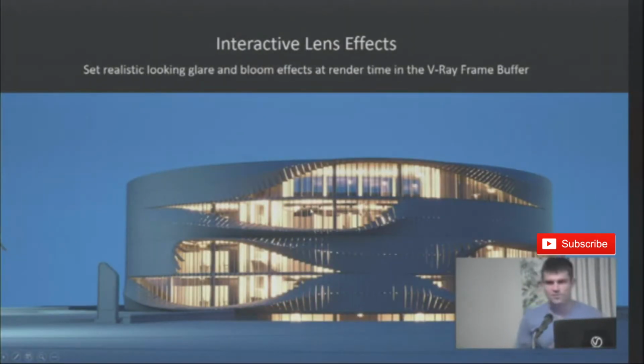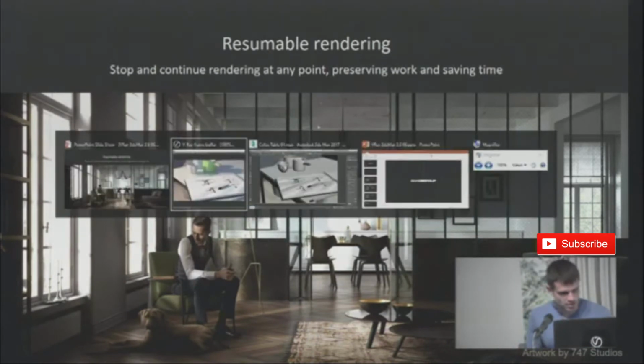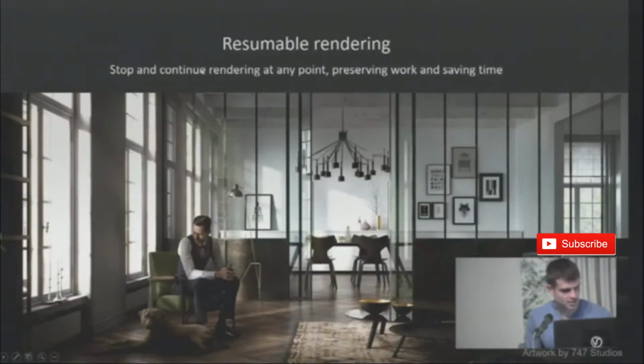So, interactive lens effects. This again has to do with interactivity. Previously, if you wanted to apply the V-Ray lens effects in the frame buffer, you had to wait for the whole image to be resolved and finished rendering in order to enable them. Now in V-Ray 3.5, you can tweak the lens effects while the image is being rendered, either with buckets or using the progressive rendering engine. So the next one I want to show in 3ds Max.